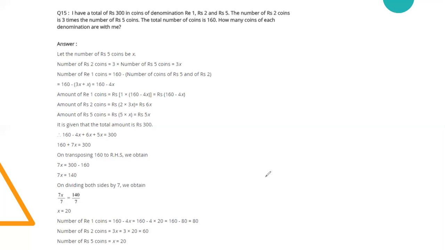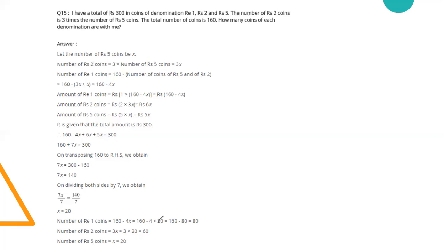So when I say x, you must immediately remember that it's the 5 rupee coins. So 20 coins I have, which are rupees 5. So how many coins do I have? 20. We already got one answer, right? So now similarly you do it for the other two, which is the 2 rupee coins, which is 3x. So what is that? 3 into 20, which gives us 60. So I have 60 coins with denomination of 2 and I have 1 rupee coins of 80 rupees. I mean 80 coins. How do I say that? Let's just find out.